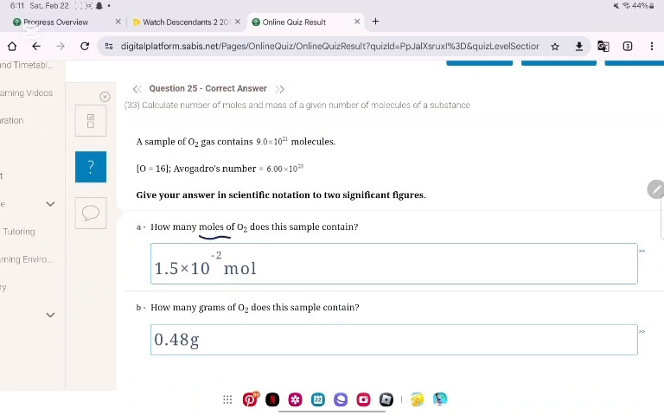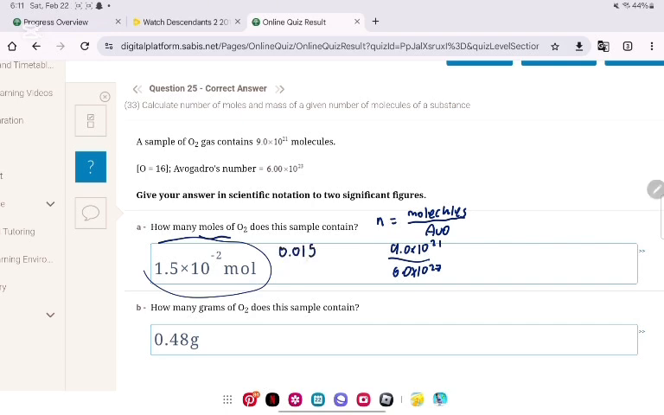Okay, this is also really easy. They want the moles, and there's another rule for moles. It's molecules over Avogadro's. So the molecules is 9.0 times 10 to the power 21 over 6.0 times 10 to the power 23. You put that into the calculator and you get 0.015. But you can write it as 1.5 times 10 to the power -2, because you move twice.